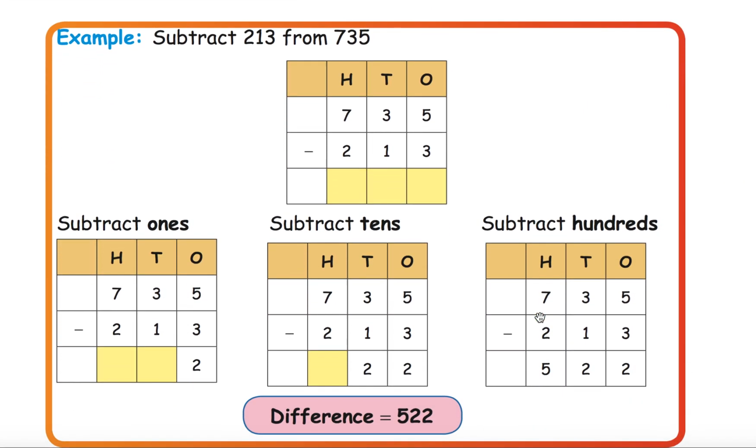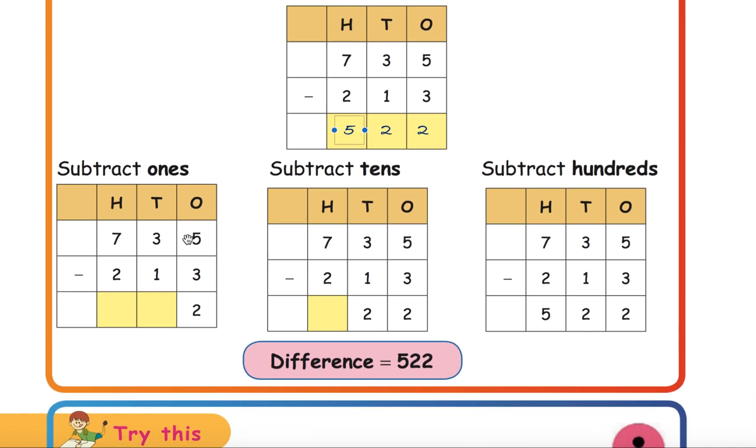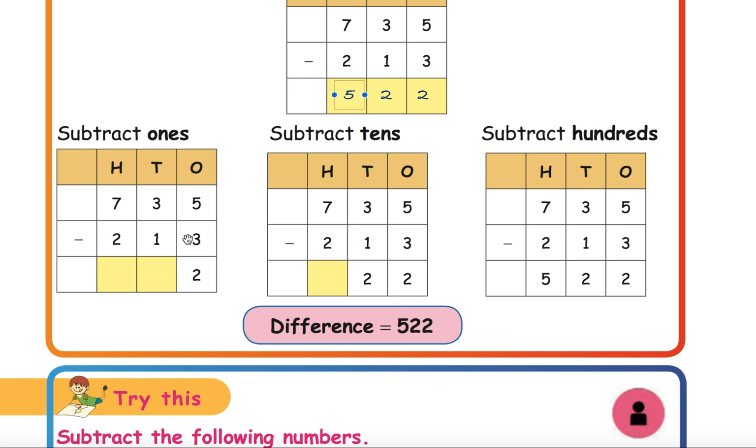Subtract 213 from 735. 5 minus 3, how much? 2. Keep 2 here. 3 minus 1, again 2. 7 minus 2, 5. Subtract ones, subtract tens, subtract hundreds.